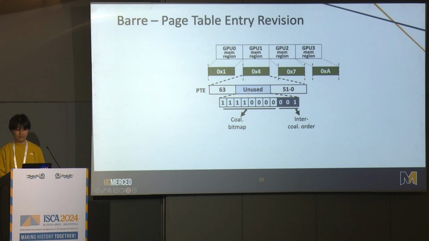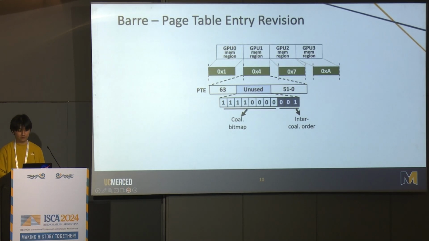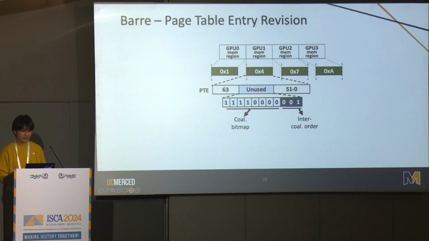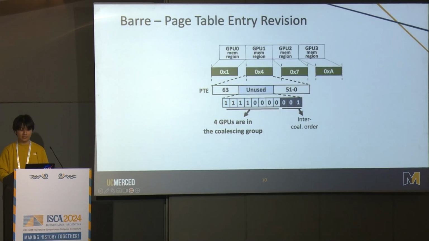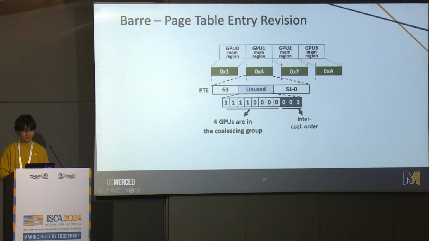And for the remaining 3 bits, we use them to store the rank information of that specific PTE within the coalescing group. For example, for PTE 0x4, the binary 11110000 means that the first 4 GPU chips have valid PTEs in the coalescing group. And binary 001 means numerical value 1. It means it is page number 1 in the coalescing group.